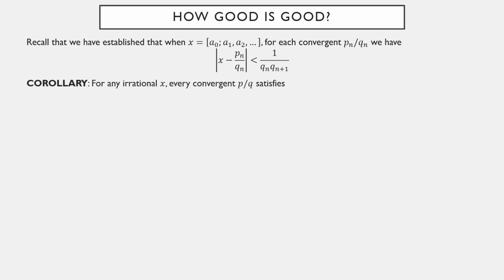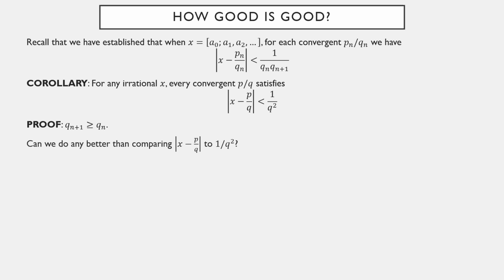So as a corollary, we see that for any irrational number x, every convergent p over q satisfies that the distance from x to p over q is less than 1 over q squared, because this Qn plus 1 is bigger than or equal to Qn, so we would end up with this being less than 1 over Qn times Qn. So x minus a rational number less than 1 over denominator squared can be achieved infinitely many times for any irrational x, and expressly by the convergents of the continued fraction.